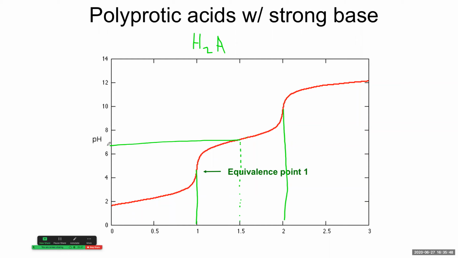And that would be the pK, we call it pKa2, because it's the second acidic hydrogen. So the first equivalence point and then the second equivalence point.